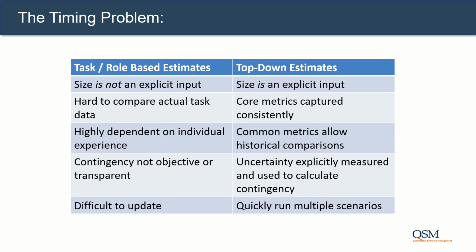Top-down estimates require fewer inputs that are easier to capture consistently at project closeout, and estimates can be quickly updated. We can use historical data to tune estimates to our past performance and benchmark against the industry.